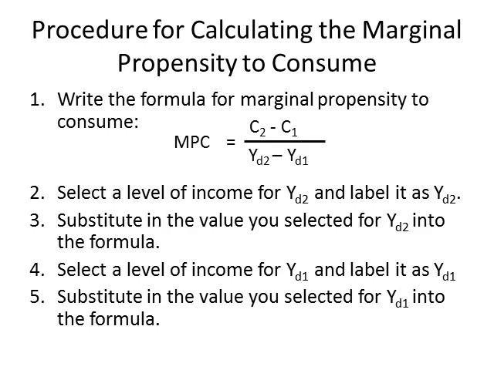The procedure for calculating the marginal propensity to consume is: 1. Write the formula for the marginal propensity to consume, which is MPC is equal to C2 minus C1 divided by Y2 minus Y1. 2. Select the level of income for Y2 and label it as Y2. 3. Substitute in the value selected for Y2 into the formula. 4. Select the level of income for Y1 and label it as Y1. 5. Substitute the value you selected for Y1 into the formula.